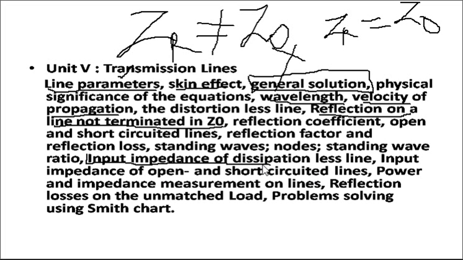Now I'm talking about dissipationless. Dissipationless means it is a lossless line. So every dissipationless line is a distortionless line, but the converse is not true.